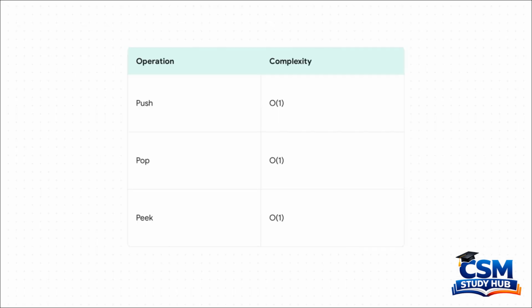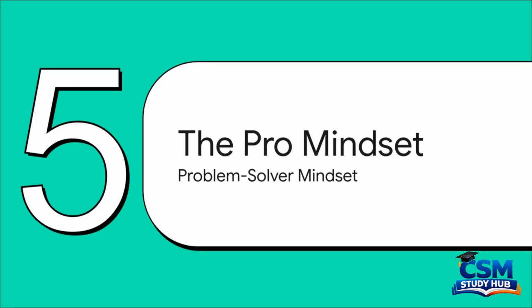And because we only ever interact with the very top of that tube, whether we build it with arrays or linked lists, we never have to shift a whole line of data around like we would in a standard array. That means push, pop, and peek operations all run in super efficient O(1) constant time. When you visualize it like a physical object, that blazing fast performance totally makes sense. All right, let's wrap this up with the resolution and building your pro problem solver mindset.